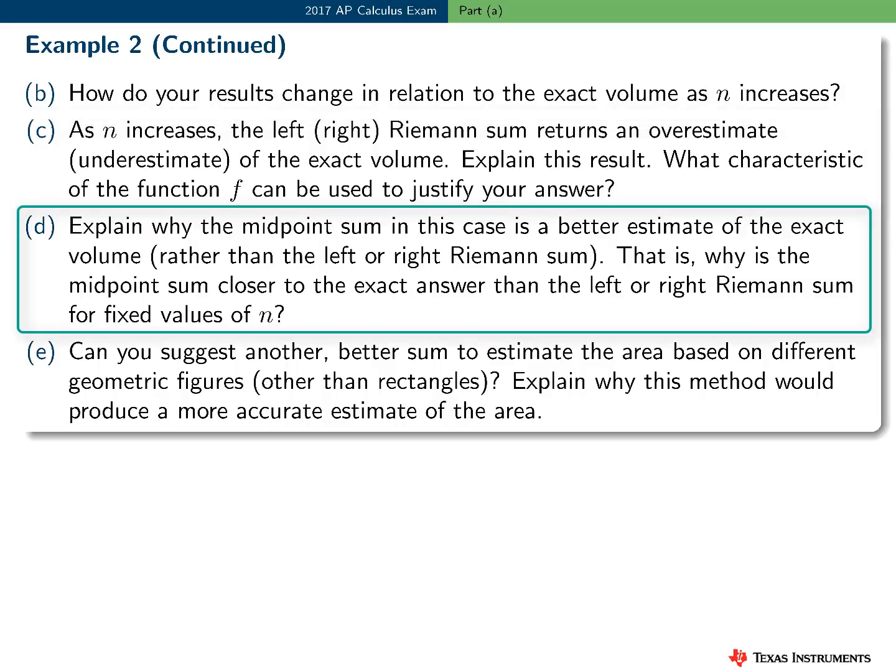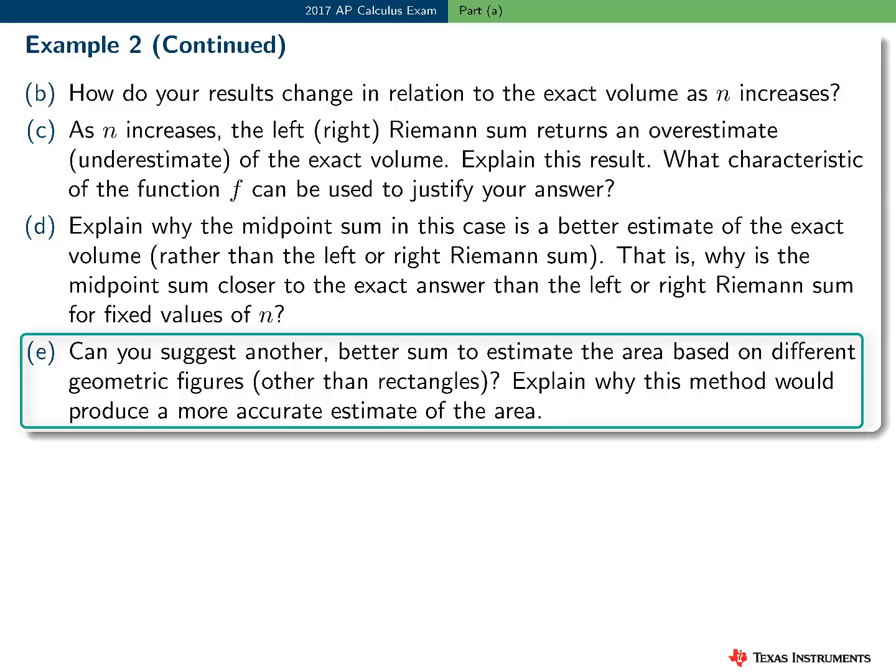As you examine the results in this table, the midpoint sum always seems to return a better estimate of the exact volume, as opposed to the left or the right Riemann sum. So why is it that the midpoint sum is always closer to the exact answer for fixed values of n? After completing this table, and perhaps visualizing some of these Riemann sums, can you suggest a better way to estimate the area under this curve, or equivalently the volume of this tank, based on different geometric figures, different than rectangles? And explain why this method would produce a more accurate estimate of the area.